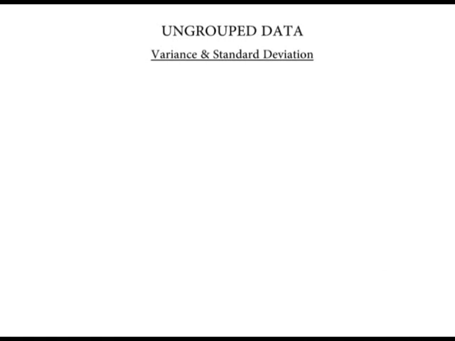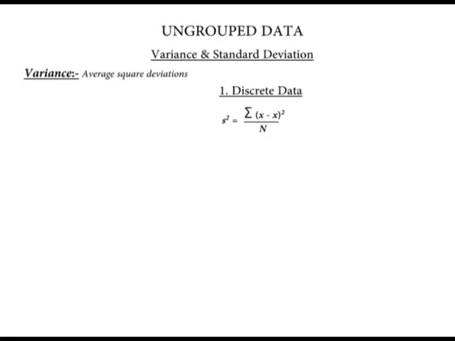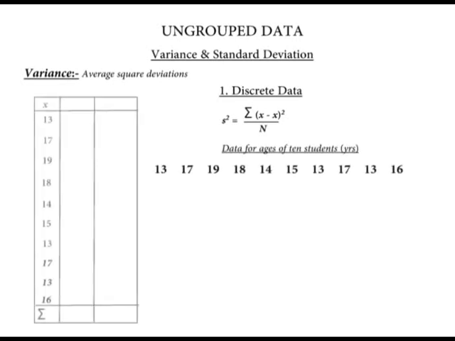Next, variance and standard deviation. Now, variance is the average of the square of the deviations from the mean. Variance is equal to summation of x minus x bar squared over n for discrete data. Notice from the formula that because we are squaring the deviations, the negative sign will be eliminated. So, for example, in our case for the ages of 10 students, we had x, the observations, which are the ages of students. We had also calculated the mean and found it to be 15.5.